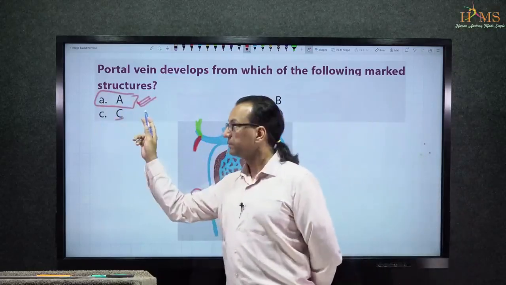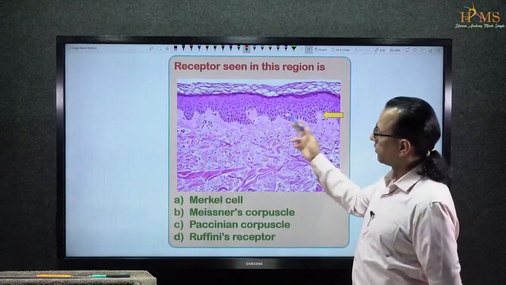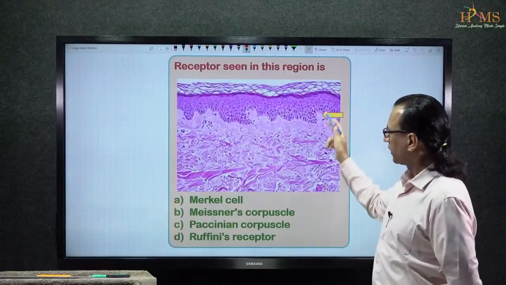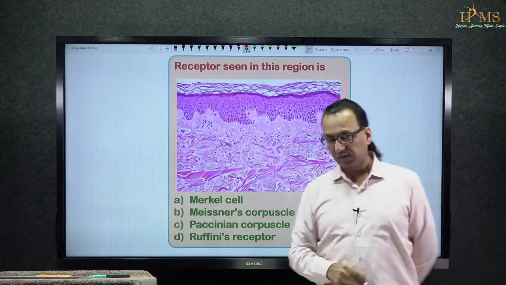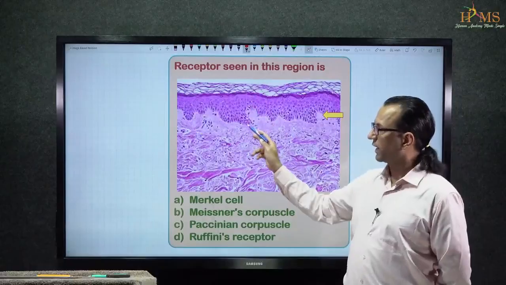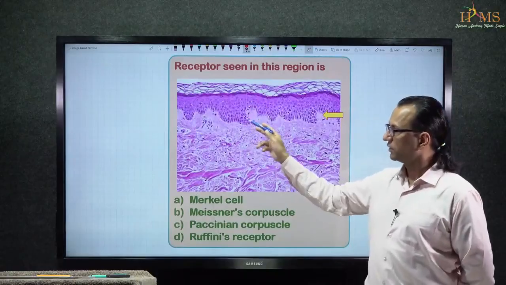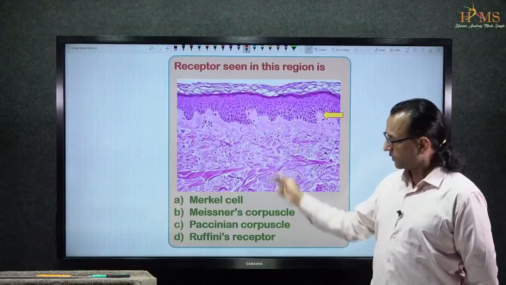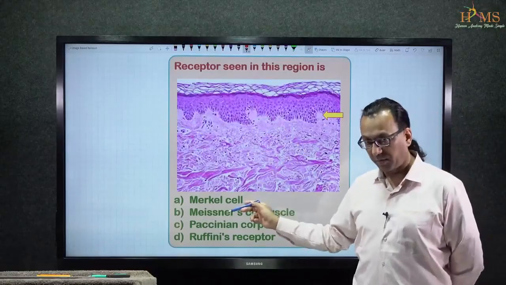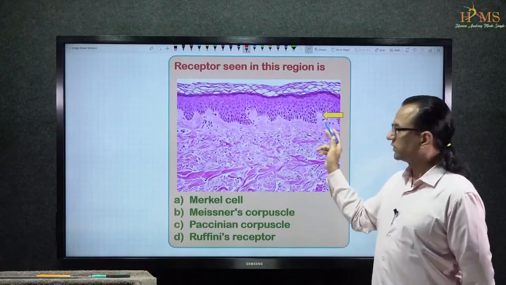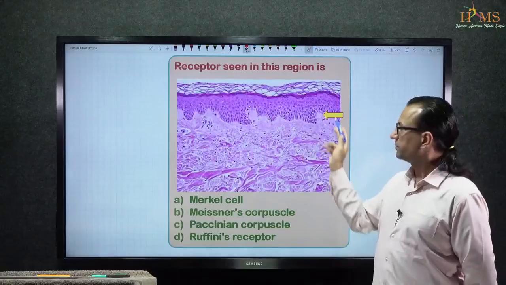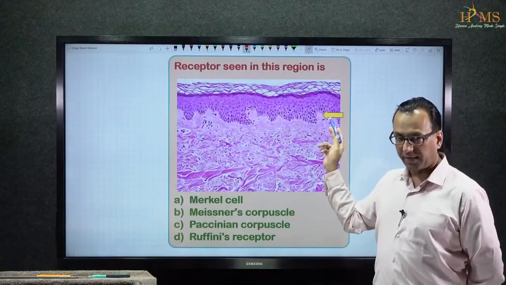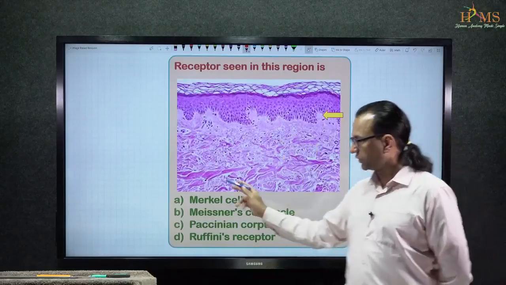Marker A. At present, this is one of the histological slides asking us about the receptors seen in this particular region. This is a specimen of the skin epithelium, and this is the superficial layer of the dermis, which is the papillary layer, and the deeper dermis will be still deeper. So it is basically giving us the dermo-epidermal junction, and that will be the superficial papillary layer of the dermis. We have to find out which receptor.